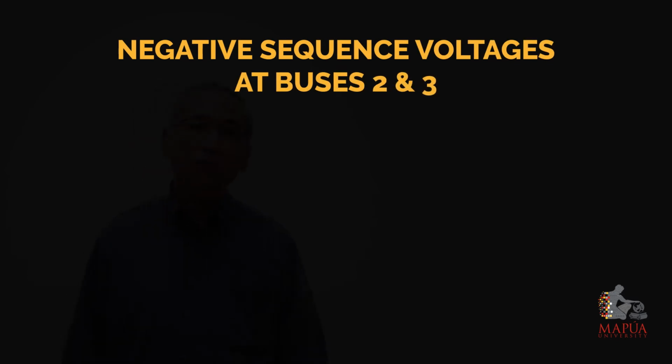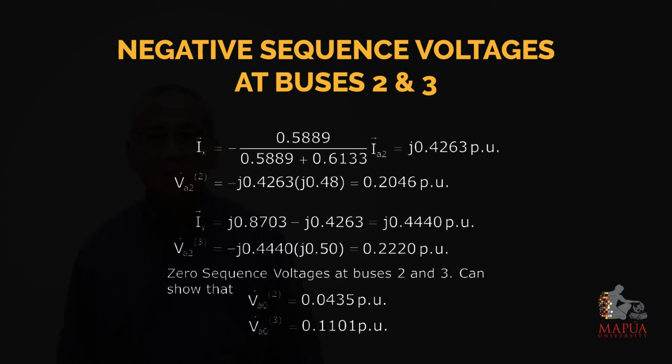For negative sequence voltages at buses 2 and 3, we solve for Ix to be equal to negative IA2 multiplied by 0.5889 divided by 0.5889 plus 0.6133, to be equal to j0.4263 per unit. At bus 2, VA2 is equal to negative j0.4263 multiplied by j0.48, equal to 0.2046 per unit.